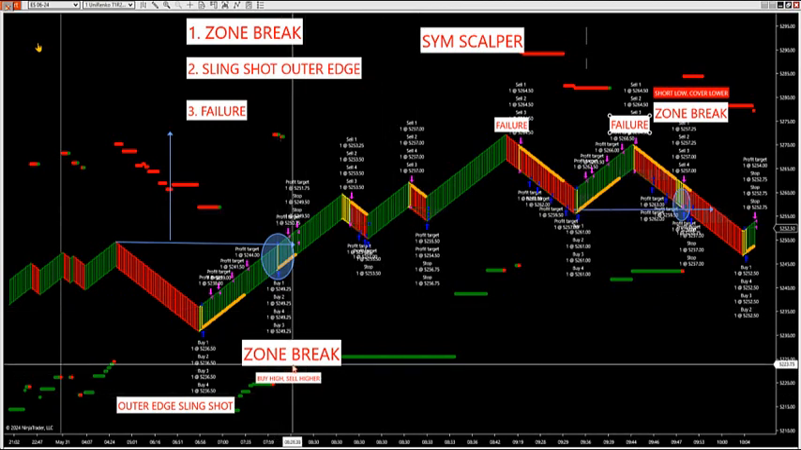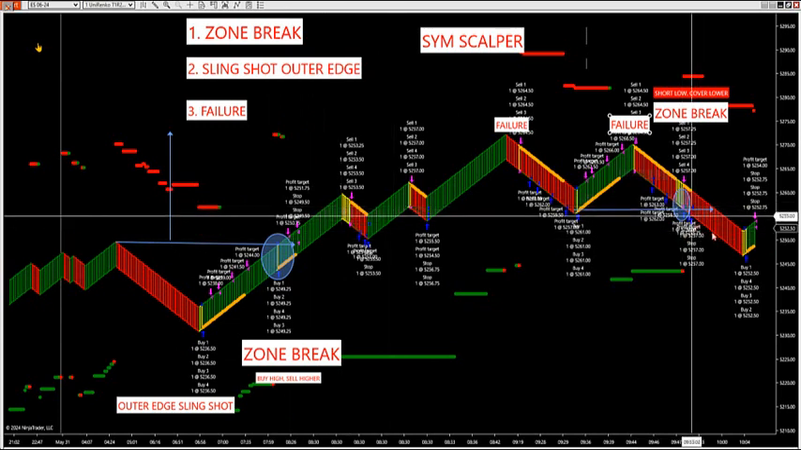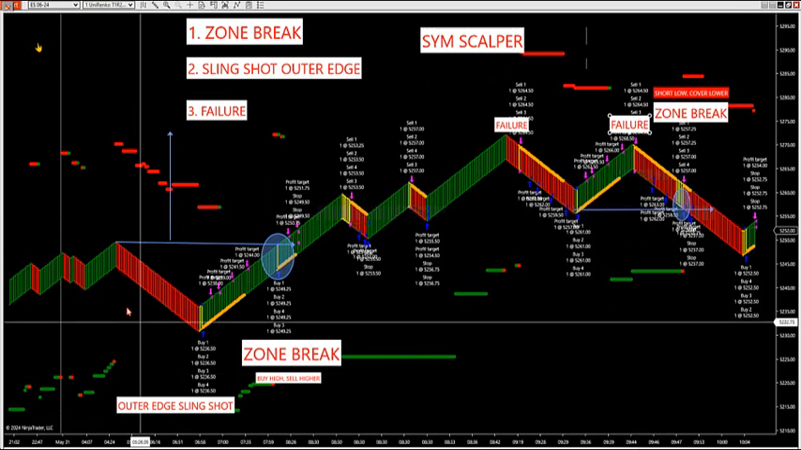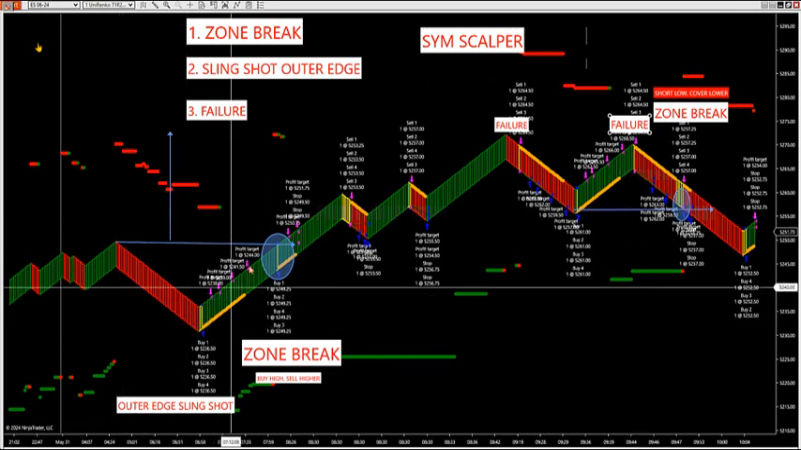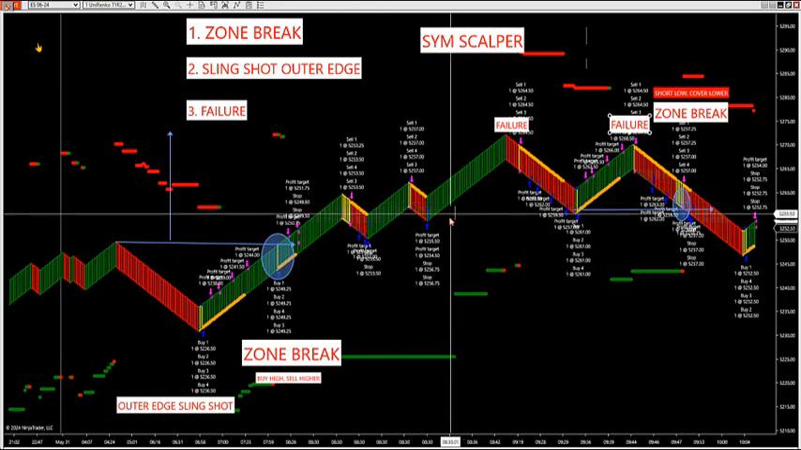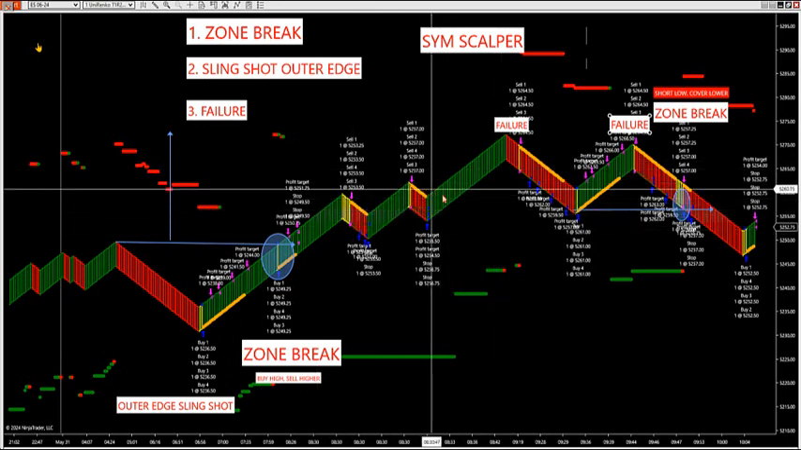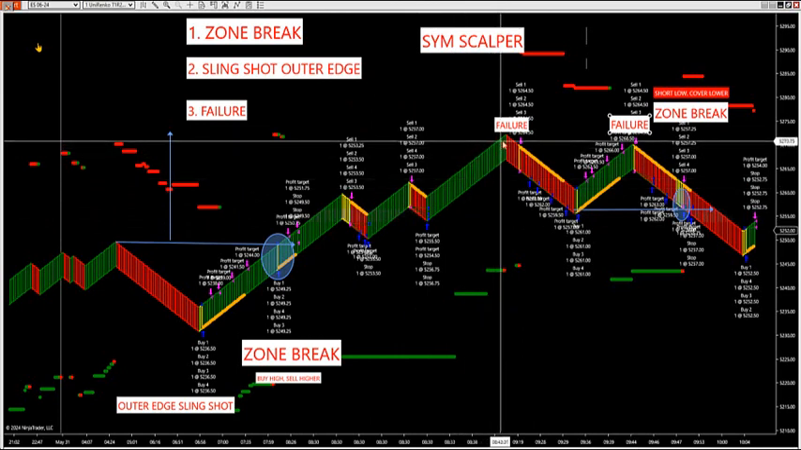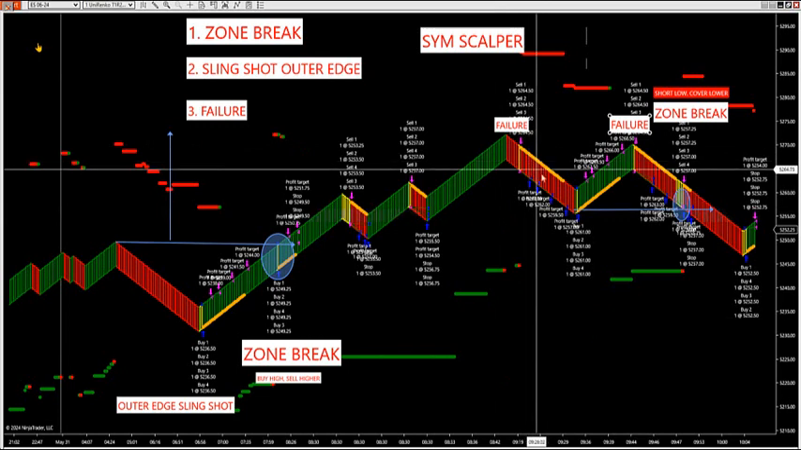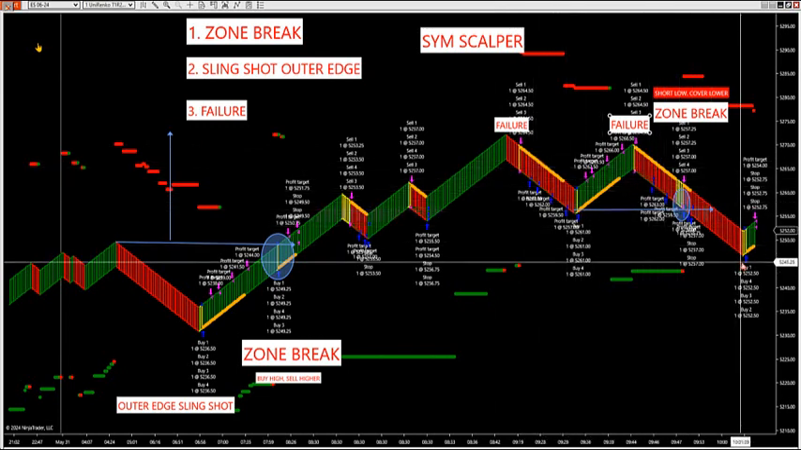So you see the difference. Zone break is you're getting new highs or new lows, and it gets long or short. Outer edges, you get stretched, and you get a rebound. Stretched, rebound, stretched, rebound. Failures are when my oscillators are too weak after a big run, the market is exhausted, and it tends to roll over. My oscillators are pre-programmed. Everything's pre-programmed in already. There's a failure, and that big failure there.